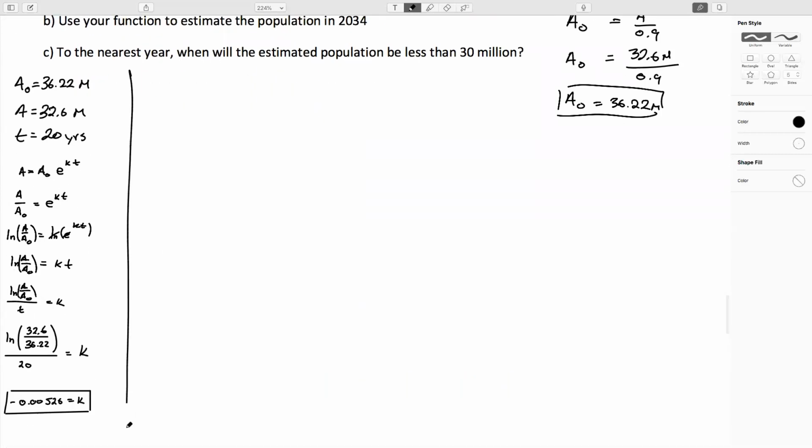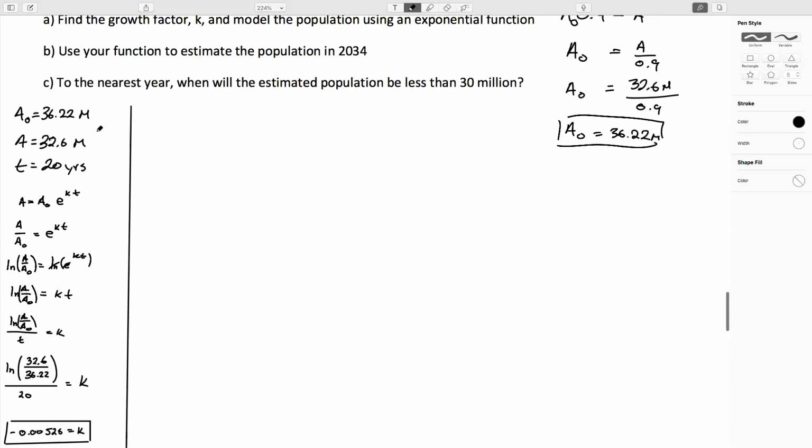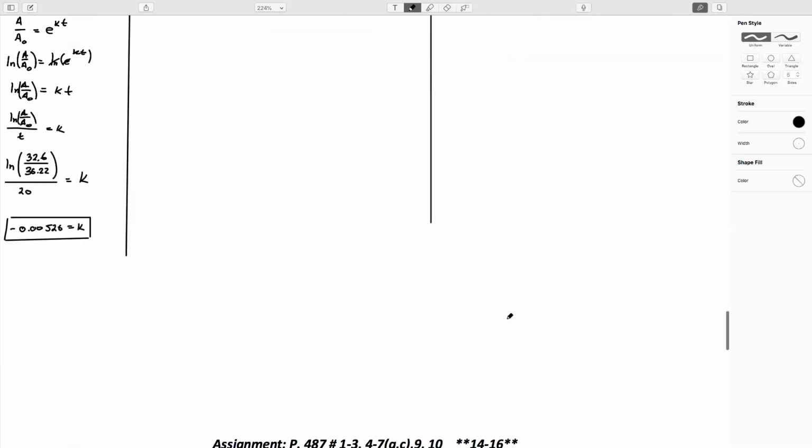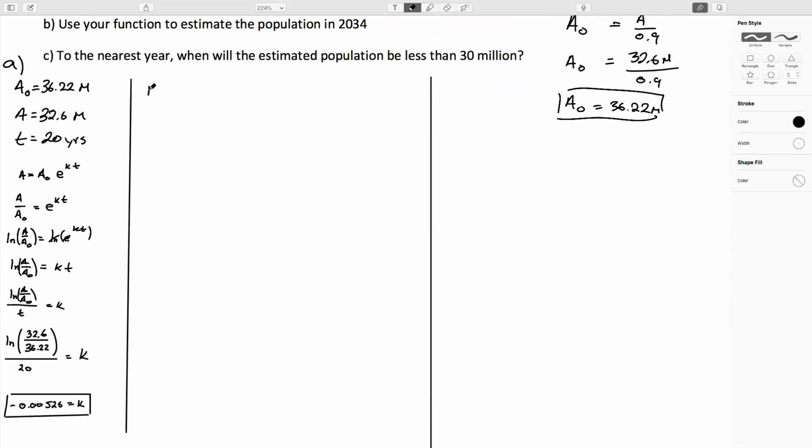All right, so we've now calculated k. That's question A. B, use your function to estimate the population in 2034. So let's split the page up. We have 2 more questions to do. Okay, so in 2034, we need to figure out how many years it's been since 1999. So t is going to equal 2034 minus 1999, which is going to be 35 years.